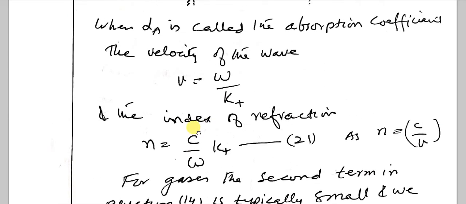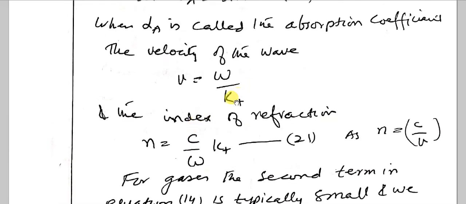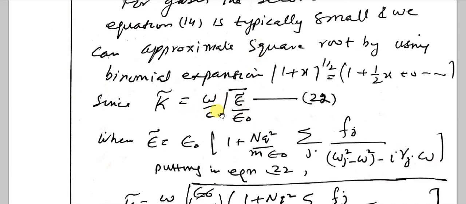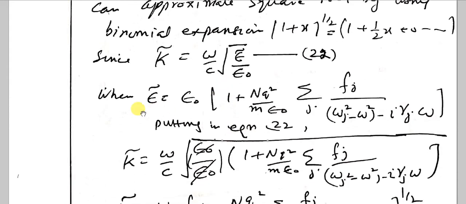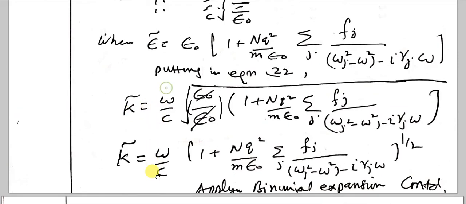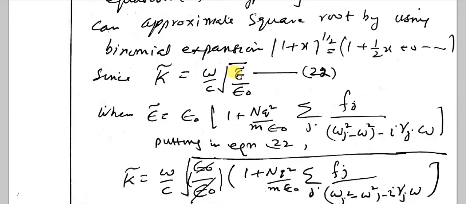So epsilon is the permittivity; the complex permittivity is given by this term. Putting all this in equation number 22, we replace the value of epsilon, this one here. So k is given by omega by c, and inside you simplify things. Making the binomial expansion of the whole term, this is the final result.